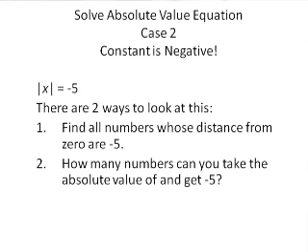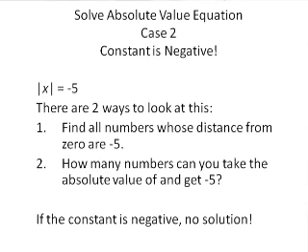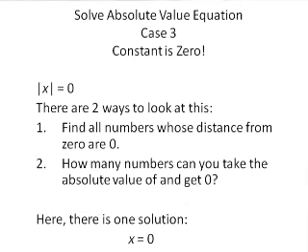Here the question is, find all numbers whose distance from 0 is negative 5. Since all distances are positive, there will be no solutions. And this is interpreted, find all numbers whose distance from 0 is 0, and we would have just one solution.